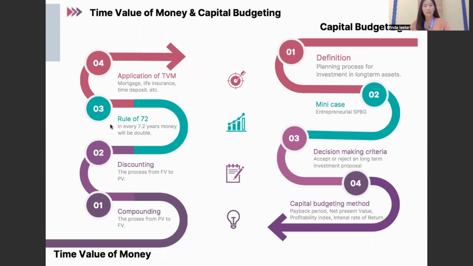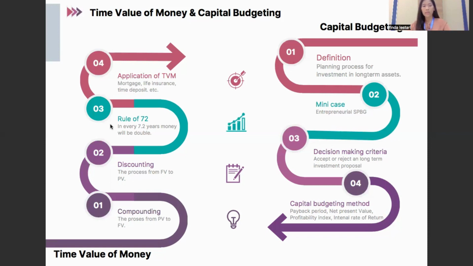The process from present value to future value we call compounding. And the process from future value to present value we call discounting. We learned about the rule of 7.2, which means that every 7.2 years money will double, and we learned about the application of time value of money when we have a mortgage, life insurance, time deposit, and etc.